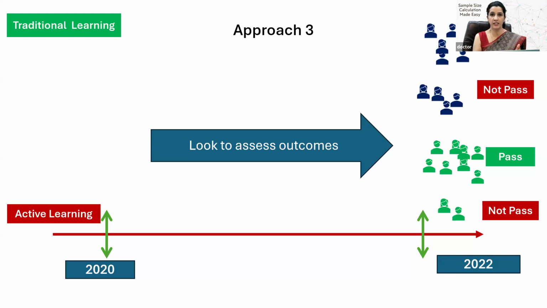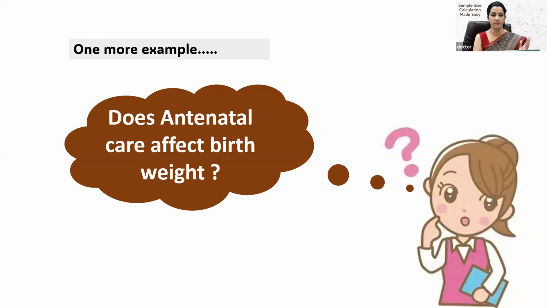So these are the three types of study design if you want to test this research question, depending on the type of learning method used, and the outcome is whether the student gets more than 60% or more than 75%. Here we have used the pass or fail. So yes, one more example.